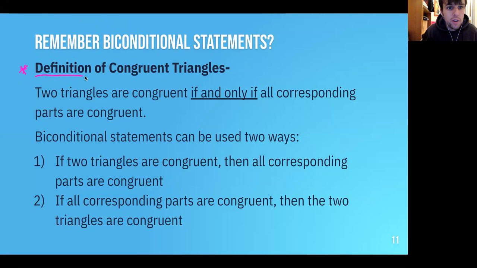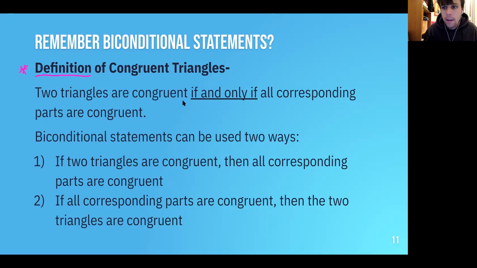Definitions in general are good things for us to write as biconditional statements. So here is the definition of congruent triangles. Two triangles are congruent if and only if all corresponding parts are congruent. So that means that all of the sides and all of the angles that correspond are congruent.